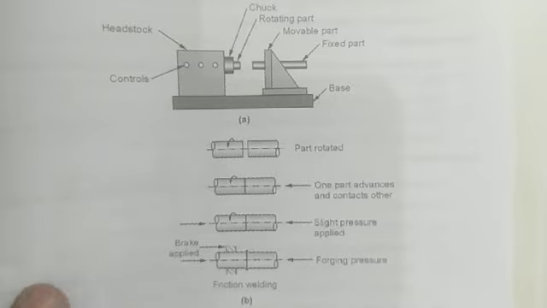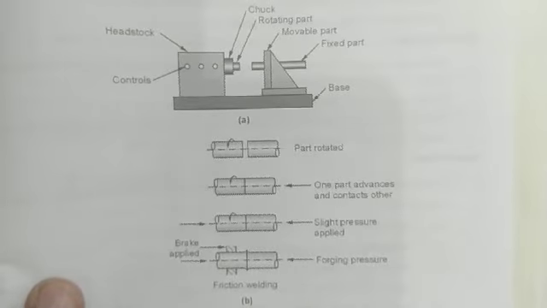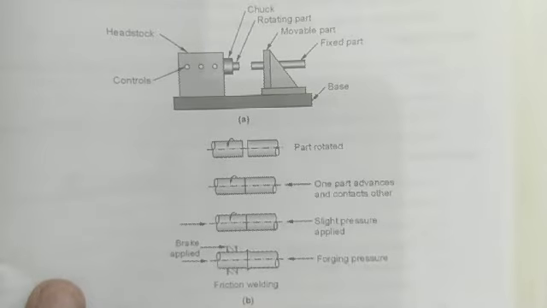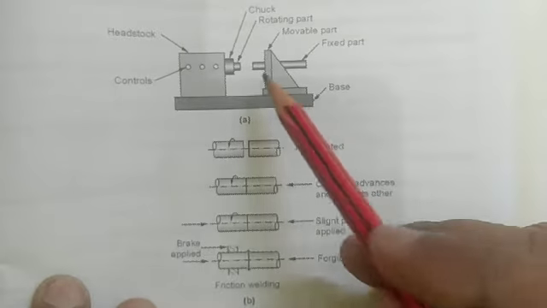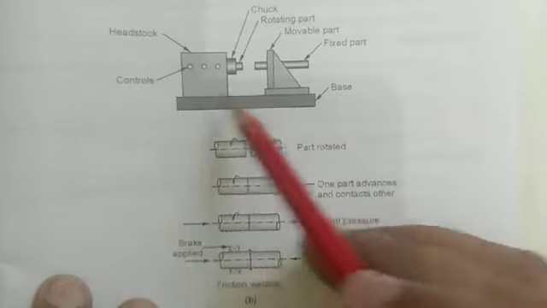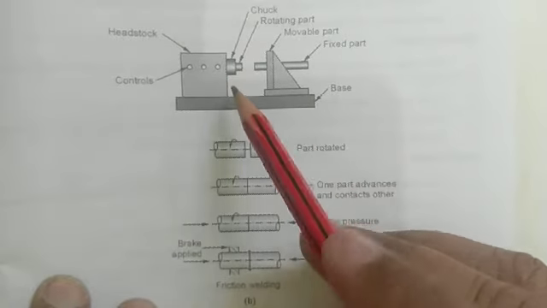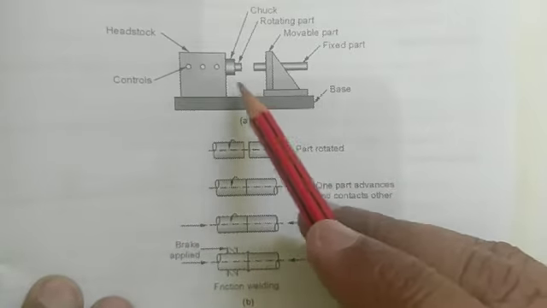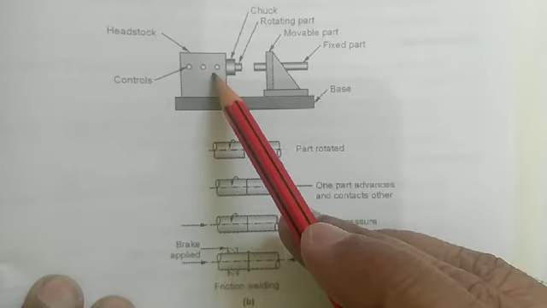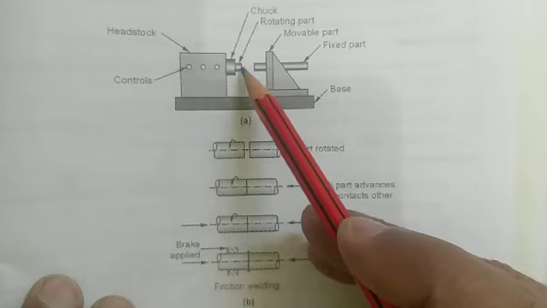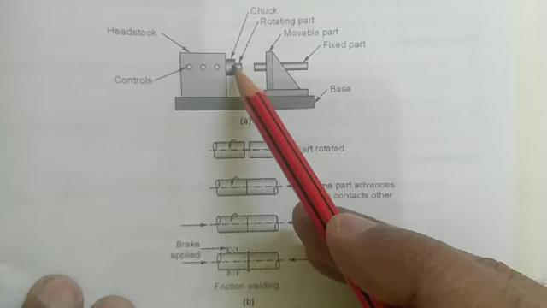In this welding process, a conventional drive such as an electric or hydraulic motor is utilized to give motion to the parts which are to be joined. Now we can see the fixture or the setup which is used to carry out friction welding. Here we can see there is a headstock in which there is a chuck.